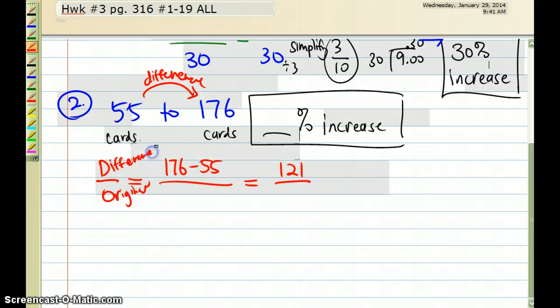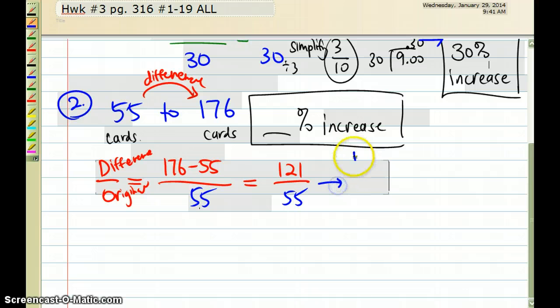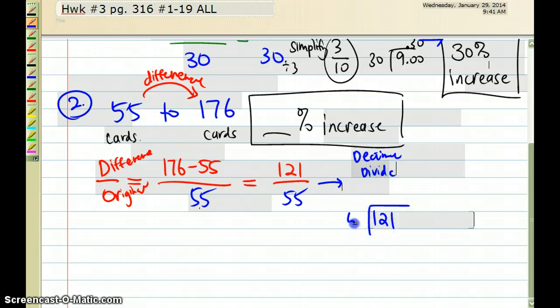I'm going to write that right here. So the original amount was, I started with 55, so I'm going to put 55 in the denominator. So now I have this nice fraction, 121 over 55. And I'm going to find the percentage. So to do that, I'm going to first find the decimal by dividing. So I'm going to do 121 in the box, 55 outside.